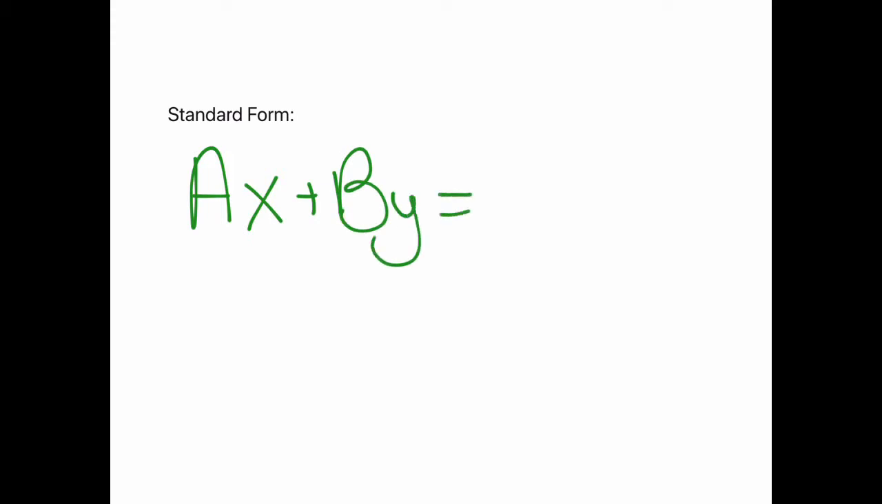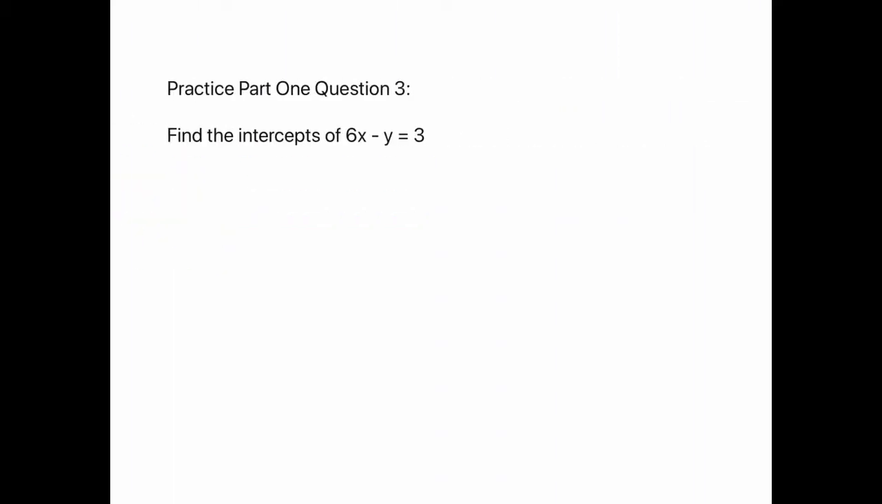All right, our second form is standard form. Standard form always comes in the form ax plus by equals c, where a, b, and c are real numbers and a and b are not both 0. And normally, when we have standard form, we would graph or solve this using intercepts. So we're going to do one from your homework. This is practice part 1, question number 3.